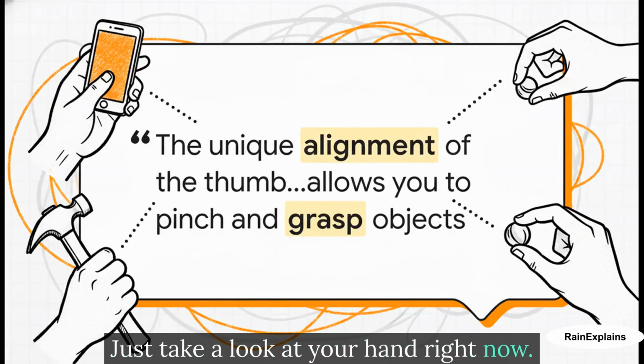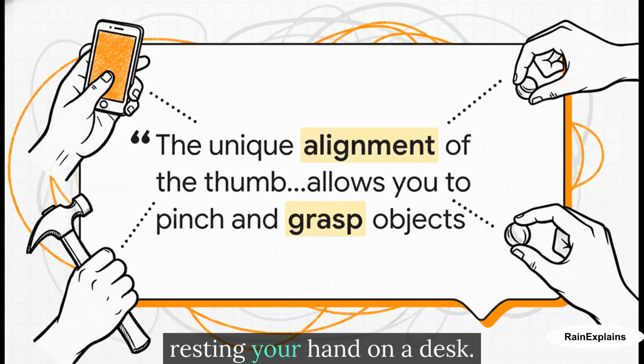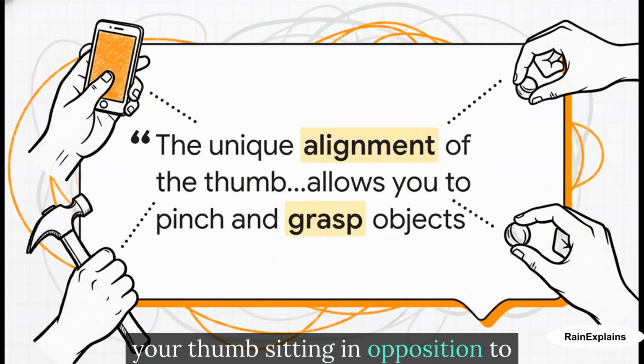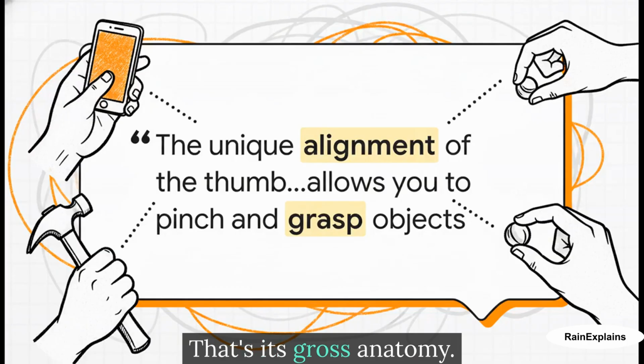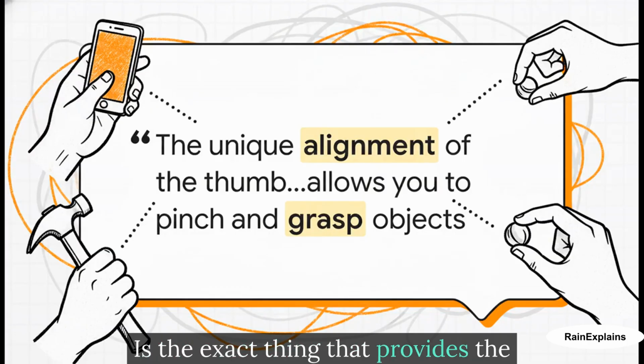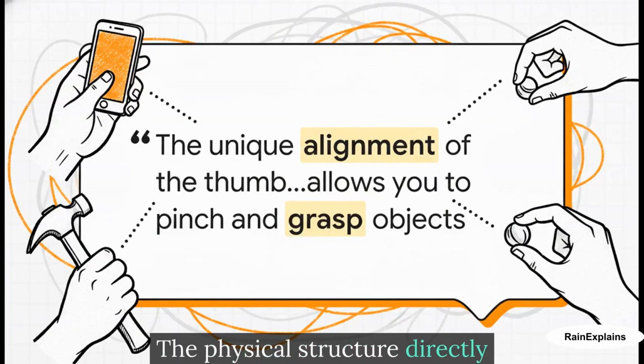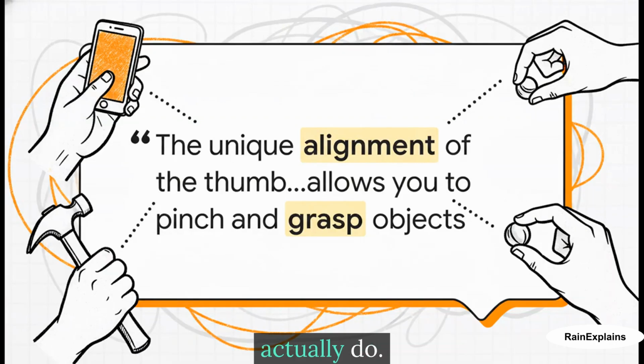Just take a look at your hand right now. Maybe you're gripping your phone or resting your hand on a desk. The unique anatomical alignment of your thumb sitting in opposition to your 4 fingers, that's its gross anatomy, is the exact thing that provides the physiological function, allowing you to pinch, grasp tools, and fire off text messages. The physical structure directly determines what the machine can actually do.